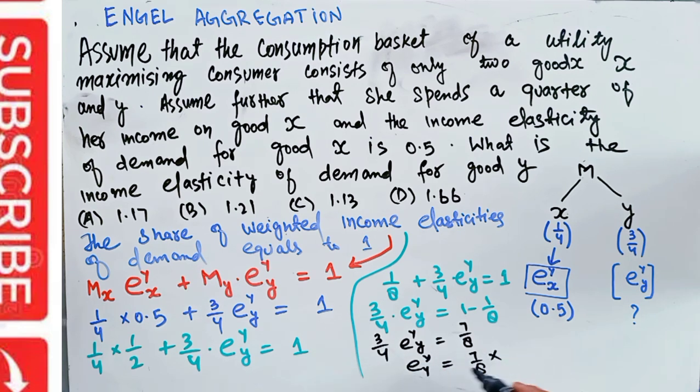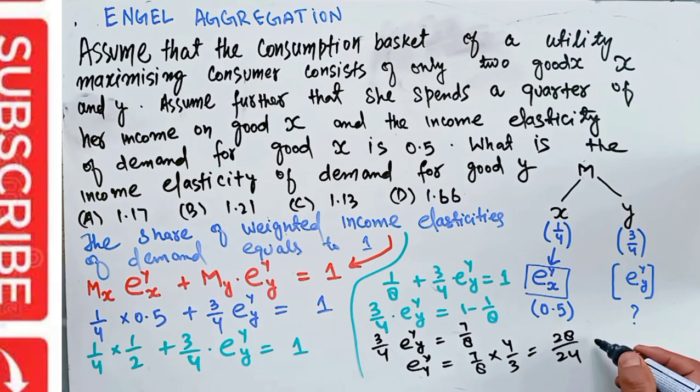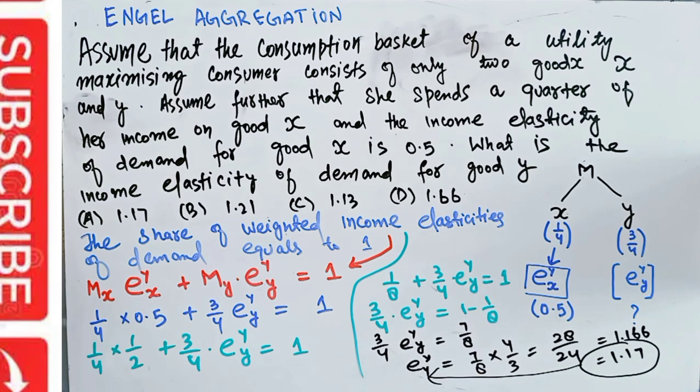Transposing the 3/4, it gets multiplied but reciprocated. It becomes 4/3, which gives 28/24. This comes out to be 1.166 and so on, so it becomes 1.17. So the income elasticity for good Y will be equal to 1.17.